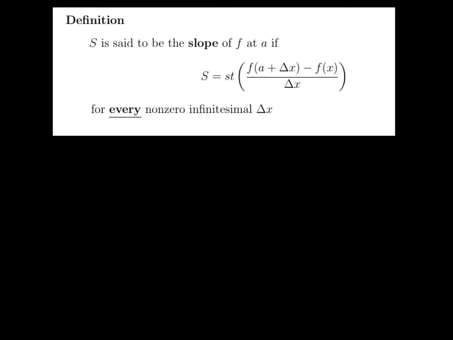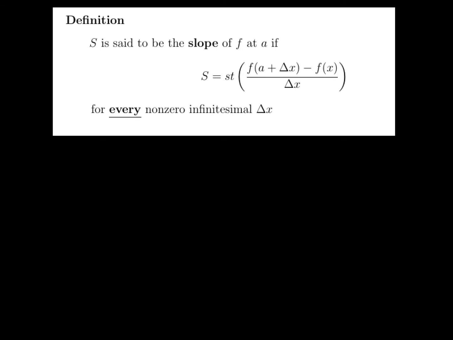So we'll talk a little bit about that issue in a minute, the fact that it has to be for every. How do you go about checking every? That will be a challenge for some functions. But right now, hopefully from the last example in the video, you have an intuition of what we mean here. We're looking at the change in y over the change in x for an infinitesimally non-zero value delta x.